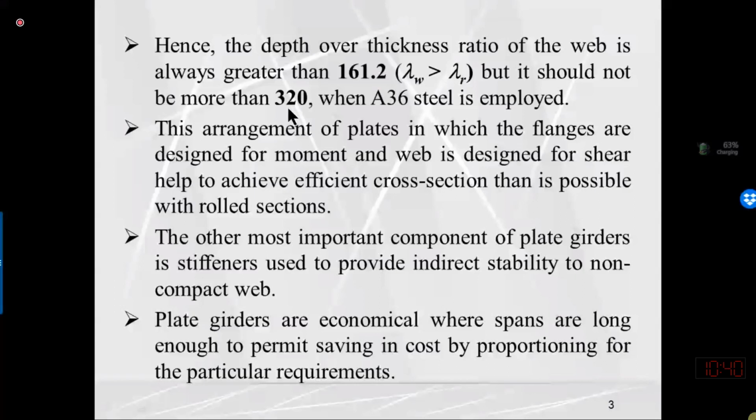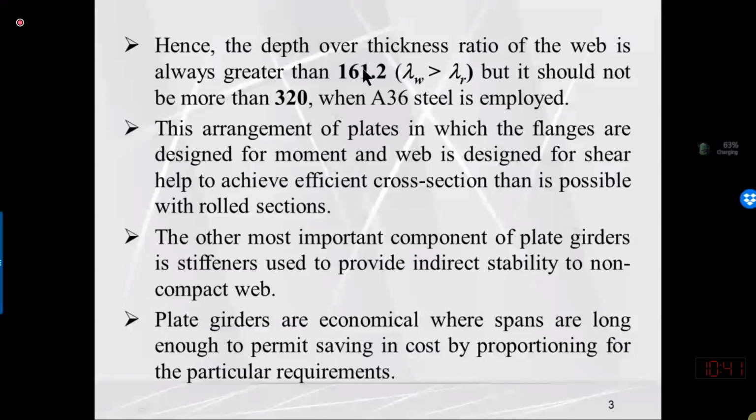Arrangement of plates in which the flanges are designed for moment and the web is designed for shear helps to achieve an efficient cross section than is possible with hot rolled sections. Efficient means that we will have an economical section. It means that we will have the flange dimension as per our requirement and the web dimension as per our requirement based upon the shear force. The other most important component of the plate girder is stiffeners, which are used to provide indirect stability to a non-compact web. Yes, that is very important.